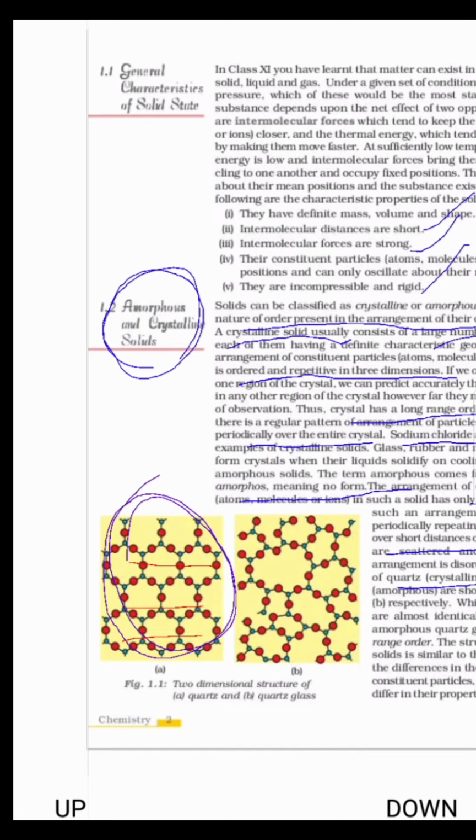And the other classification is amorphous. We studied that amorphous has a short range order, or it does not have a specific ordered arrangement. This example is given as quartz glass. Here you can look at the arrangement. There is no specific order. Clear that?